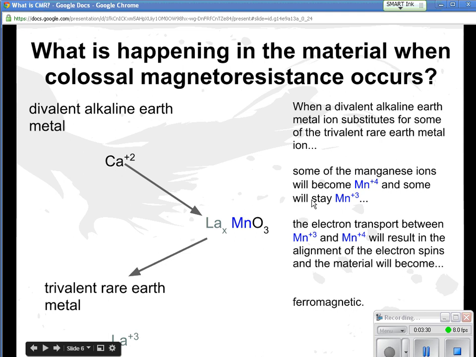Now, what happens when colossal magnetoresistance happens is you have a divalent alkaline earth metal, so something in that second row, like calcium for instance, will substitute in for the rare earth metal, which is a 3+. Well, when it does that, to balance out the compound, the divalent alkaline earth metal substitutes for the trivalent earth metal, and that causes manganese to become 4+, but they won't all become 4+, some will stay 3+, and it's that electron transport between the 3+ and the 4+ that will cause the alignment of the electron spins, so the material becomes ferromagnetic, hence the colossal magnetoresistance.